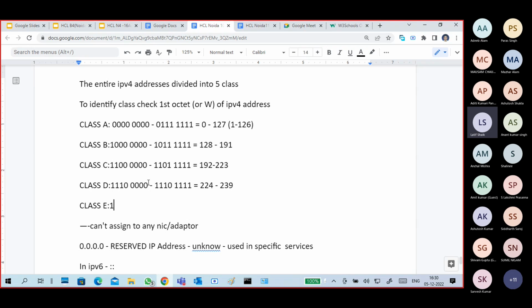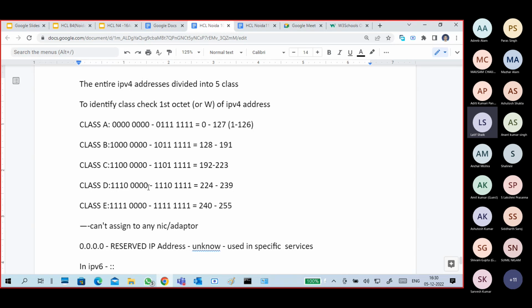240. Sorry. 1111, 4 ones and 4 zeros. Here, the last one, all are ones. 8 ones means 255. So 240 to 255. Guys, OSI layers, again, 7 layers are there.